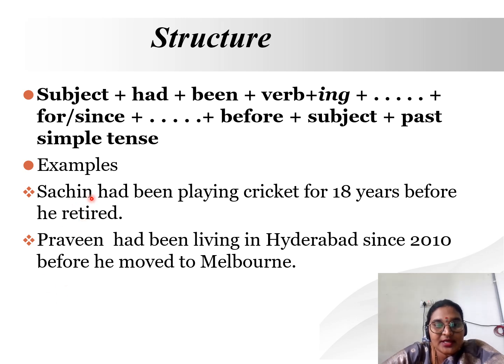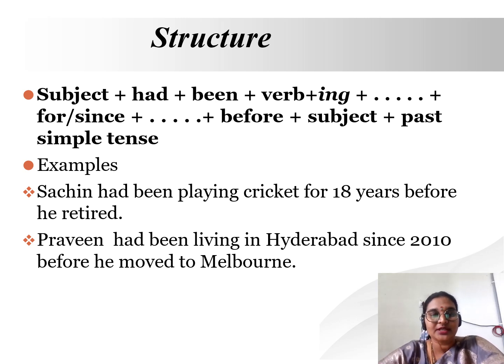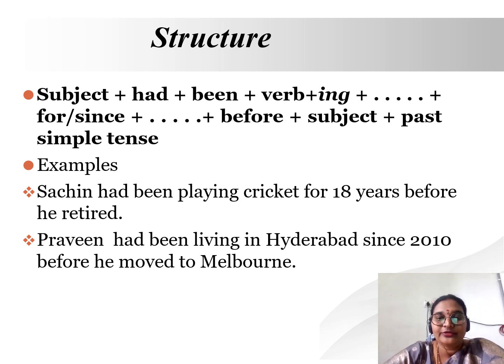So if you can see the examples, like Sachin had been playing cricket for 18 years before he retired. Praveen had been living in Hyderabad since 2010 before he moved to Melbourne. So here, if you can see the examples over here, Sachin had been playing cricket for 18 years before he retired, and Praveen had been living in Hyderabad since 2010 before he moved to Melbourne. So in this way, here we can take the help of.